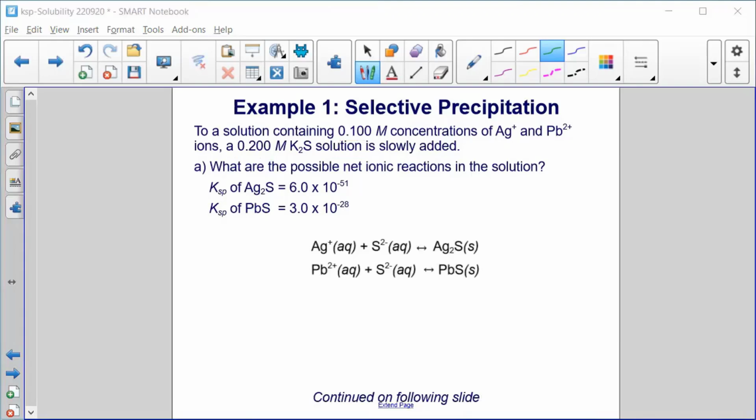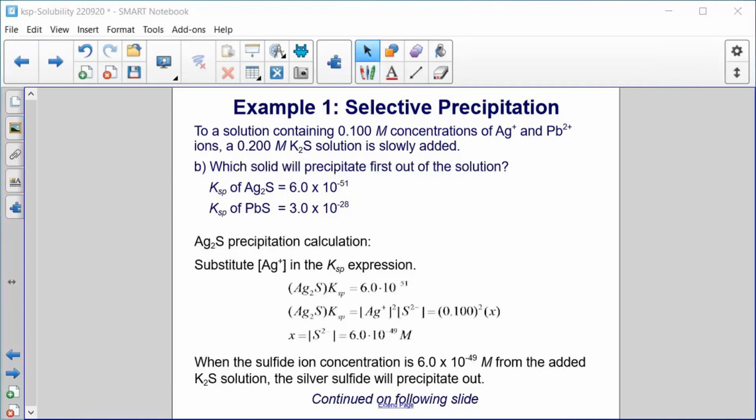All right, so these are both insoluble. They will form precipitates, given these very, very small Ksp values, and also what we know from our solubility rules. So the possible net ionic reactions will be between the silver ion and the sulfide ion added from the potassium sulfide solution to form silver sulfide, and the precipitation that occurs between lead(II) and the sulfide ion to produce lead(II) sulfide solid.